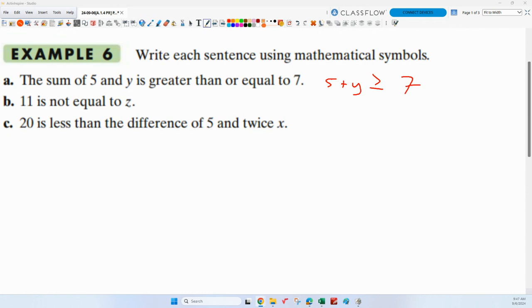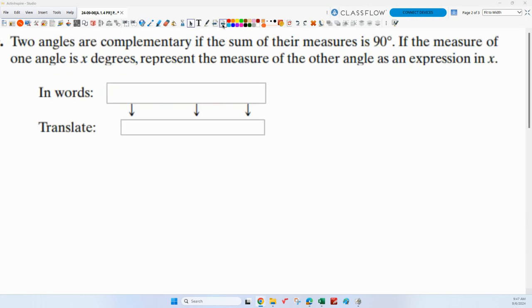11 is not equal to z. Well, this is how I would say 11 equals z. How do I make that not equal to? Okay, putting a slash through a symbol adds the word not, doesn't it? Yeah. 20 is less than, so that part's pretty easy. 20 is less than the difference of 5 and twice x. 5 minus 2x, good. Good job.